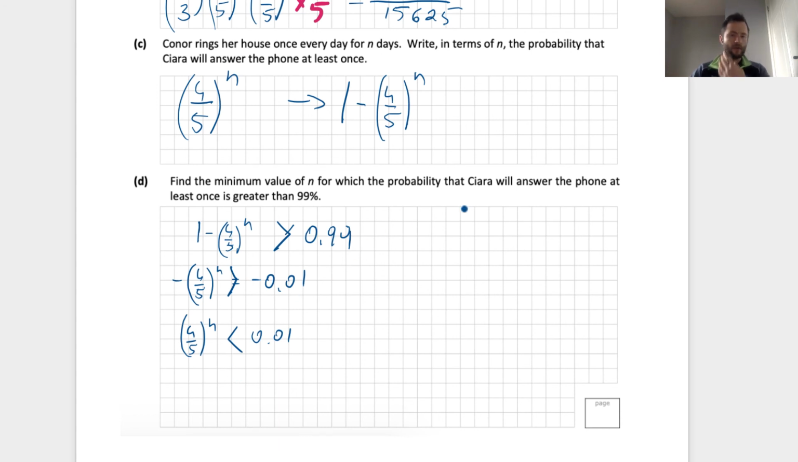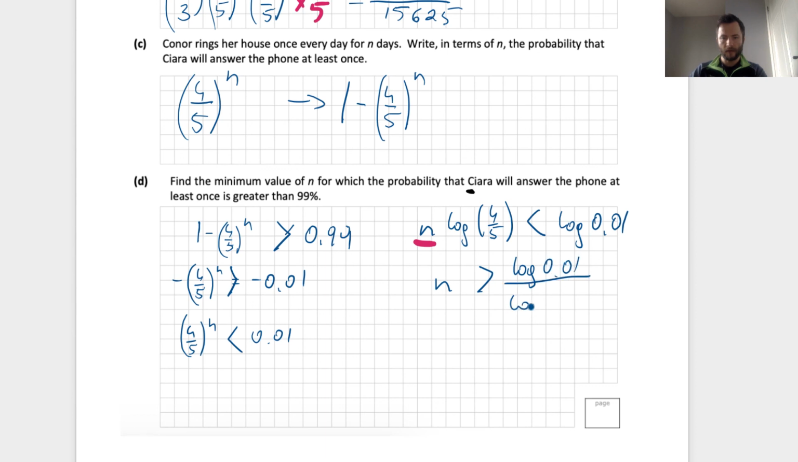0.01. So if I take logs of both sides, I'm going to get n log of 4/5 has to be less than log of 0.01. So note that if I'm solving this for n, I'm going to divide both sides by log of 4/5, which is a negative quantity. If this is a negative quantity, then I need to change the sign of my inequality. So I'm going to get that n has to be greater than log of 0.01 divided by log of 4/5, and that quantity is equal to 20.6377. So the minimum value of n in that case has to be 21.